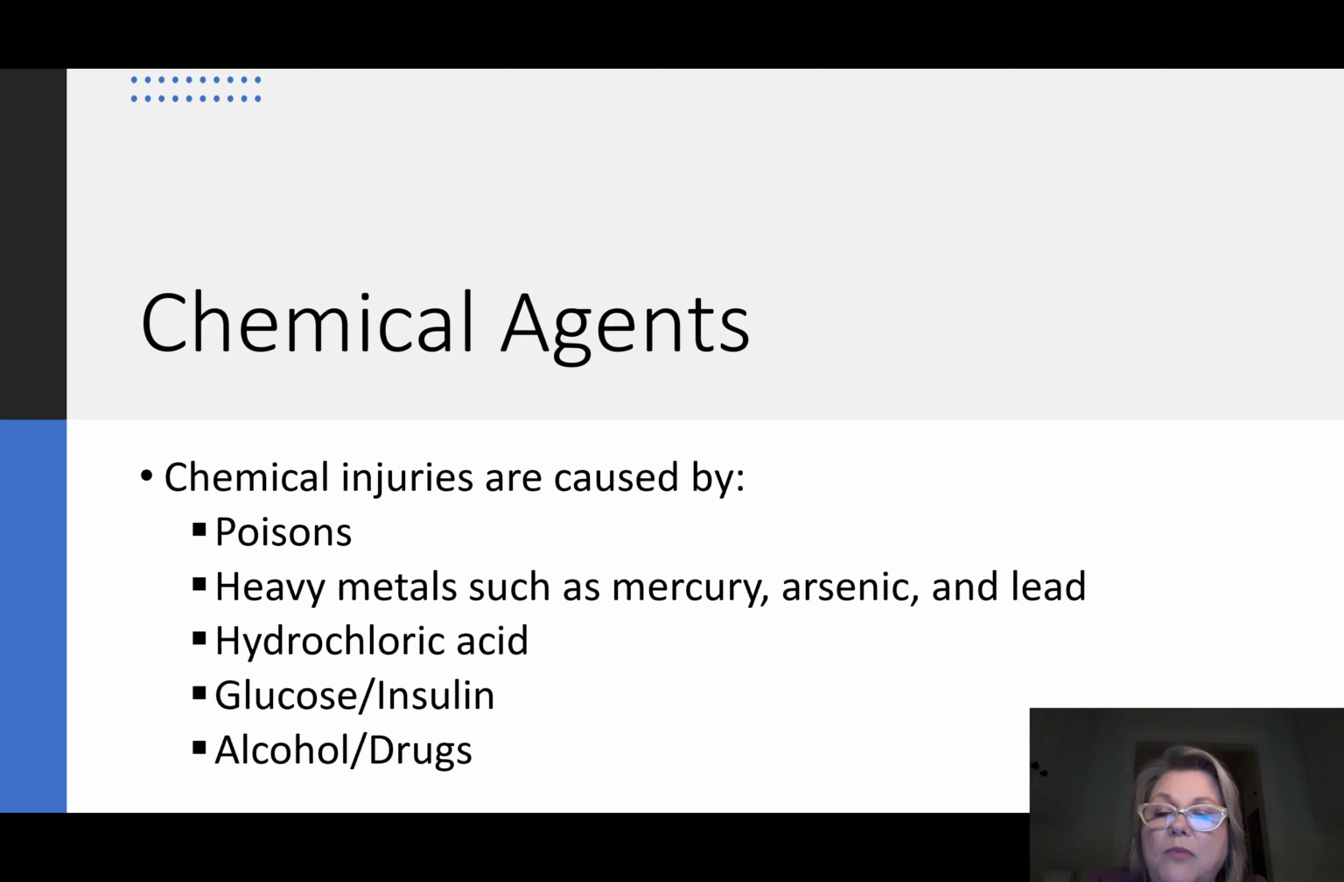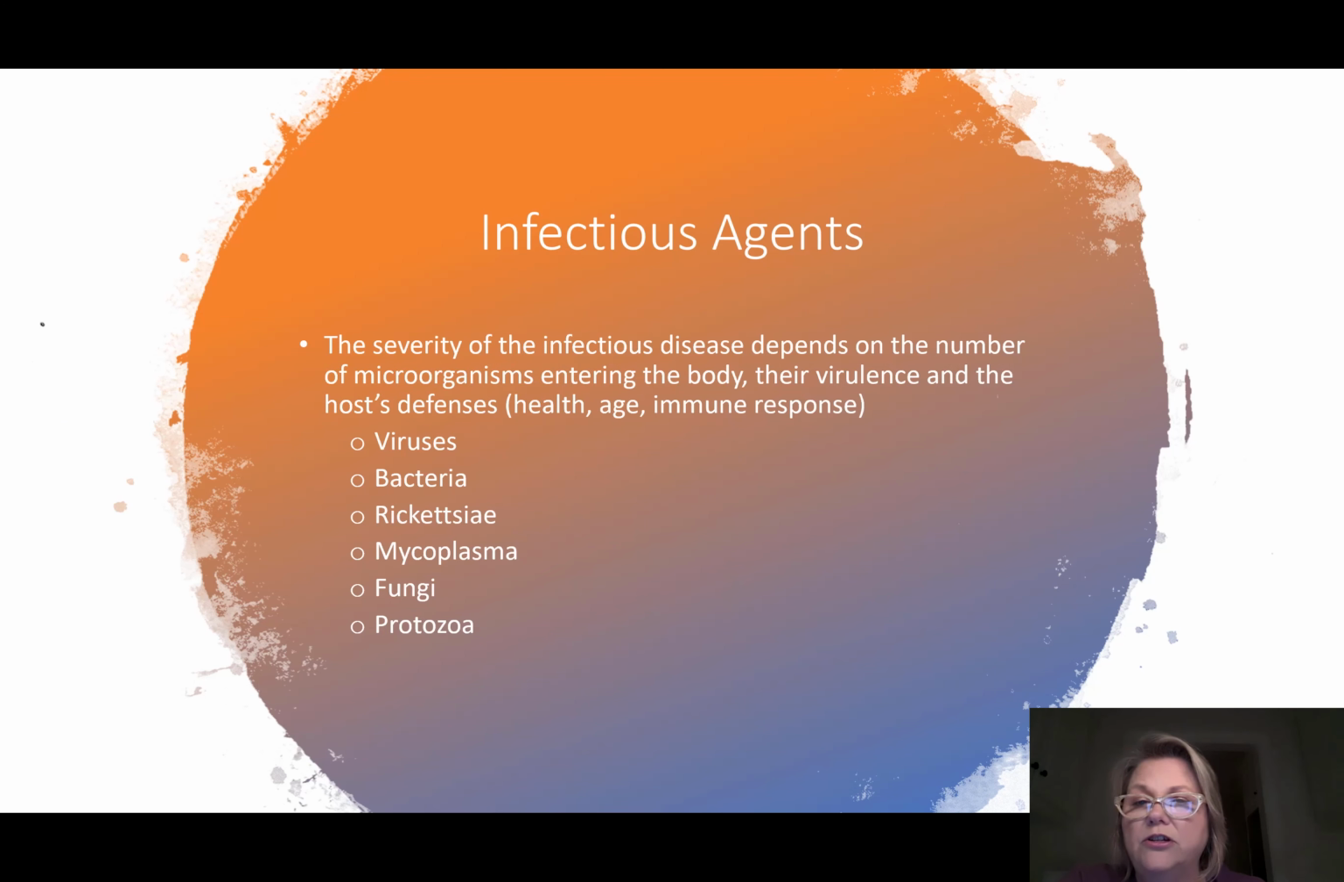Chemical agents like poisons, heavy metals such as mercury, arsenic, and lead can cause inflammation. Glucose, insulin, alcohol, drugs. So those are what they're talking about when they're talking about chemical agents.